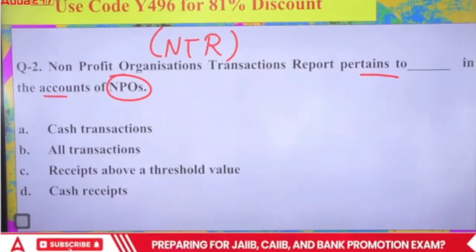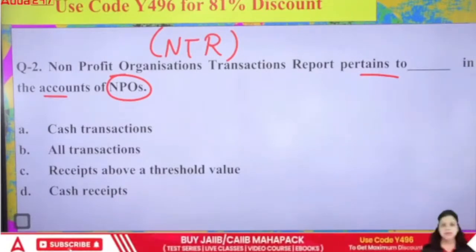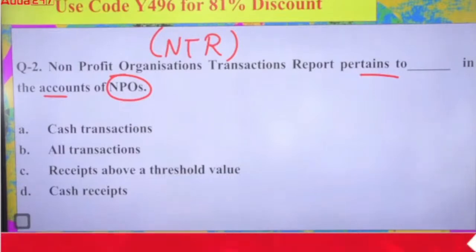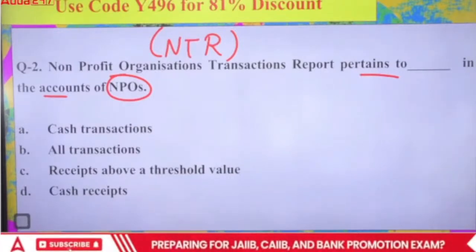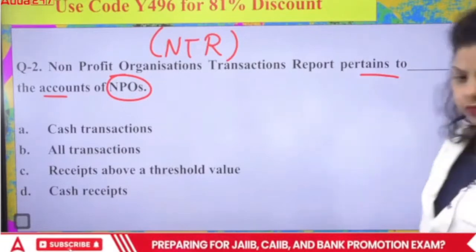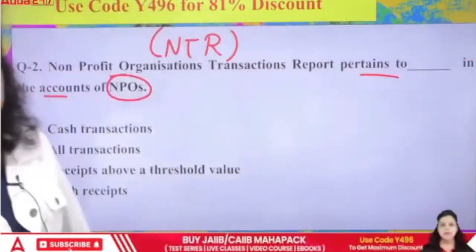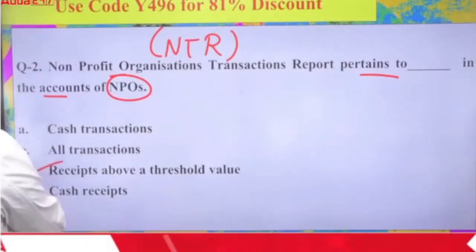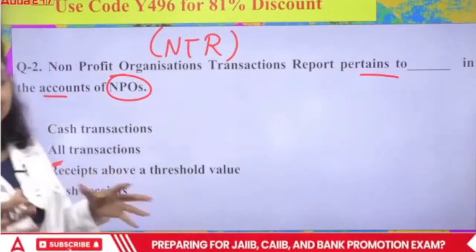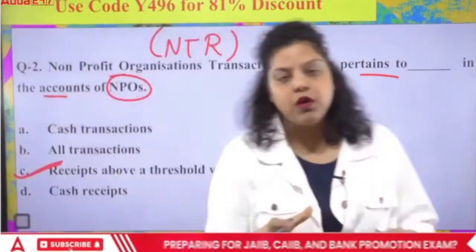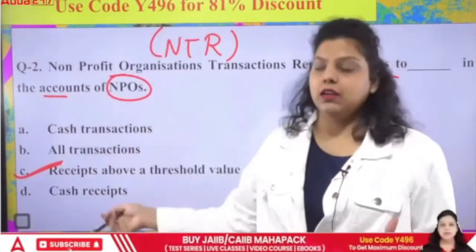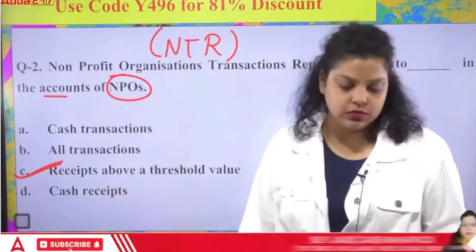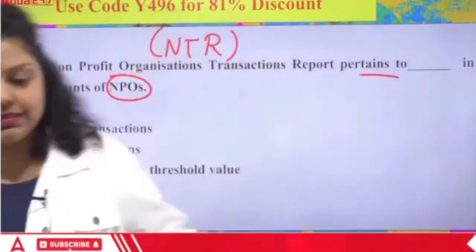The right answer for this particular question will be receipts above a threshold value. A certain threshold value will be given for the non-profit organization's account, and above that you have to submit the NTR report, that is the non-profit organization transaction report.